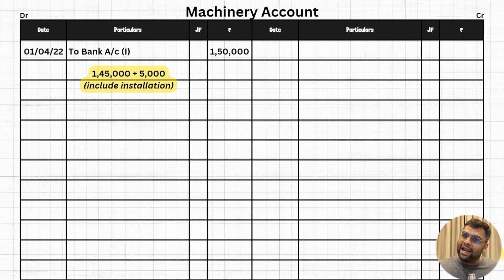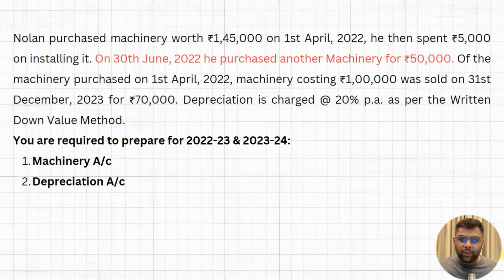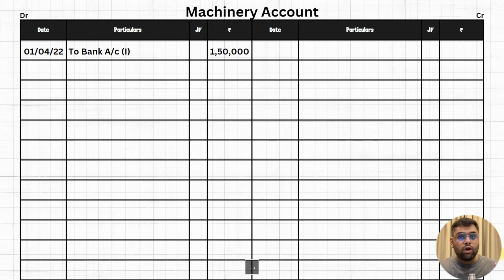Total being 1,50,000. Then, on 30th June 22, he purchased another machinery for rupees 50,000. Again, you go to the machinery account on the debit side. On 30th June 22 to bank account number 2. Amount will be 50,000. You now have two machineries. Machinery 1 whose cost is 1,50,000 and machinery 2 whose cost is 50,000.